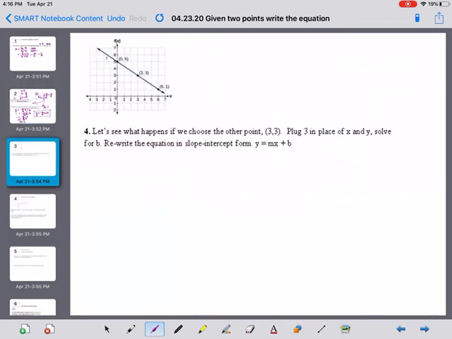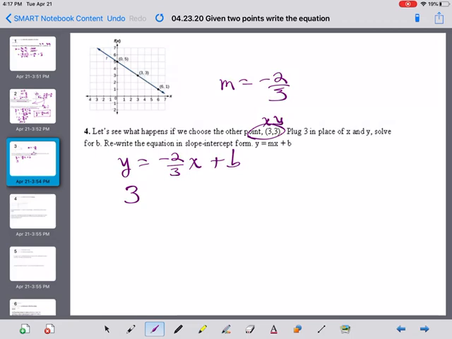So we're going to do the same problem. Same thing, the slope is still -2/3, right? But now let's choose the point 3, 3 to place in terms of x and y. So we have y equals negative 2/3 x plus b. So this will work if you pick any point. So let's pick the 3, 3. 3 is y and x. So there it is, 3 over 1.